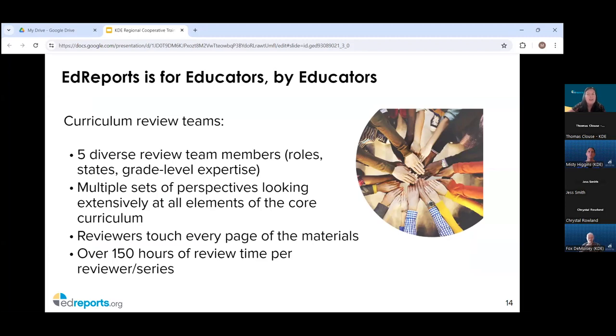Our reviews are led by teachers from across the country who meet weekly to collect evidence and create reports. Reviewers spend approximately 150 hours during a review cycle to collect, synthesize, and write the reports. Every member of a review team evaluates every single page of the instructional materials that we review.